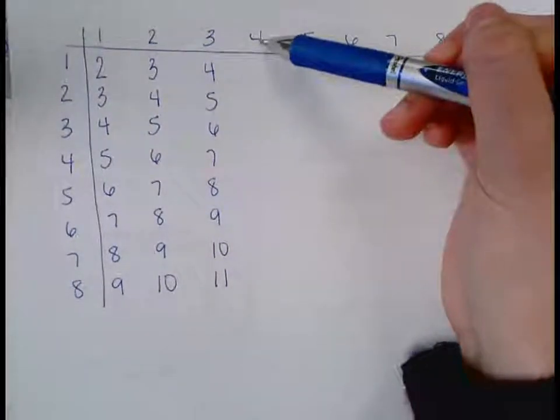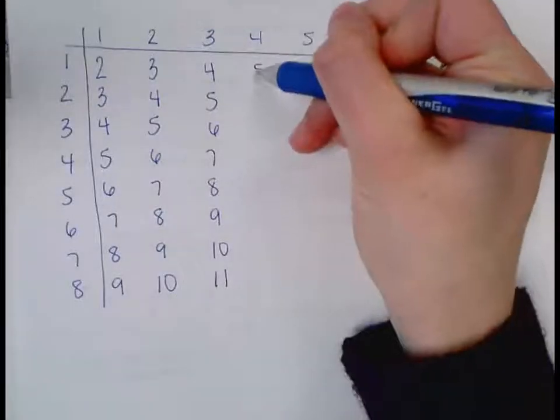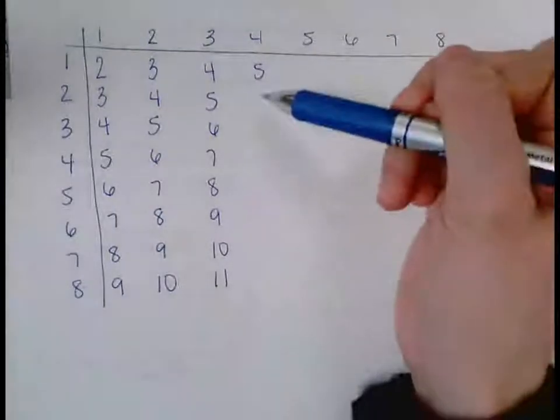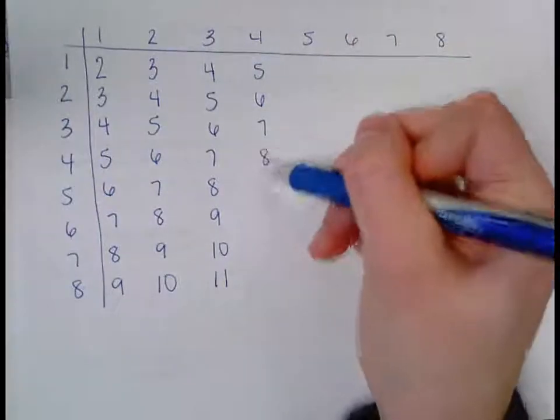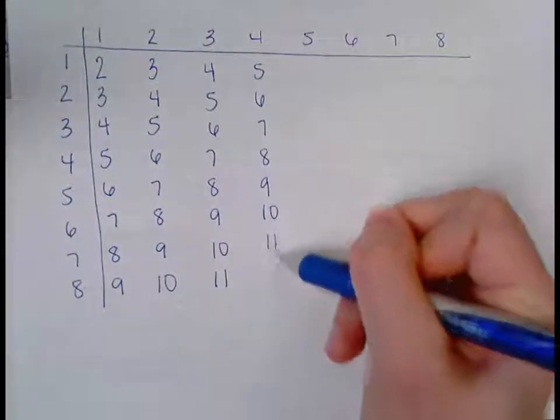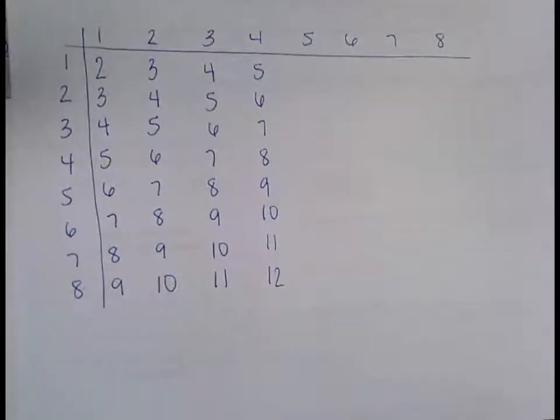If I draw a 4 first and then a 1, I'd be starting with a sum of 5. And these are all going to go up by 1. So 6, 7, 8, 9, 10, 11, or 4 and an 8 would give me 12.